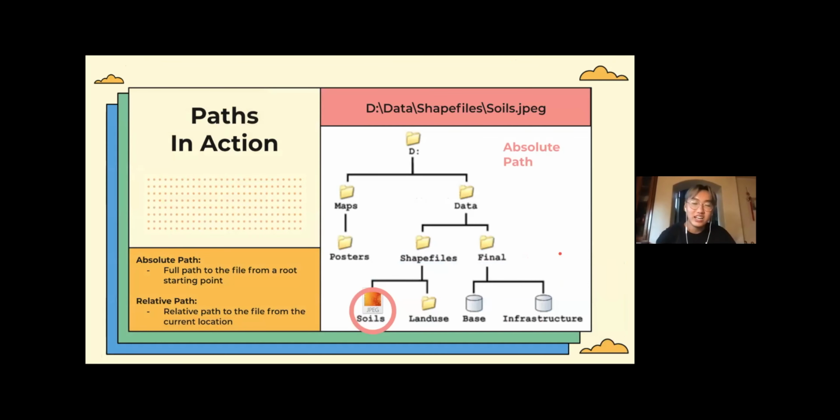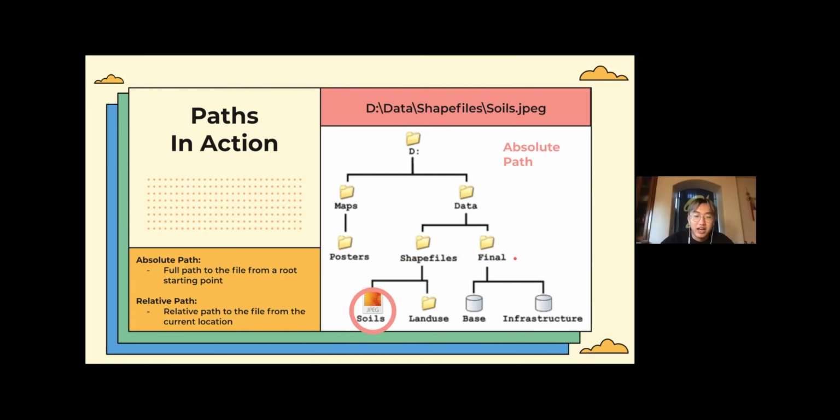All right, and then we're going to actually see how this works on an actual computer. So again, an absolute path is a full path to the file from a root starting point, and a relative path is a path to the file from the current location.